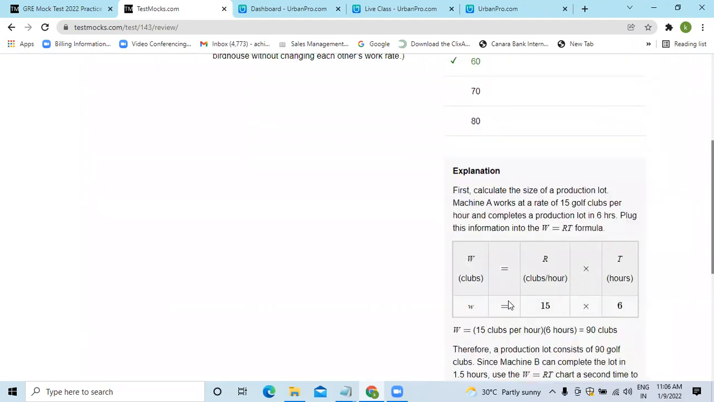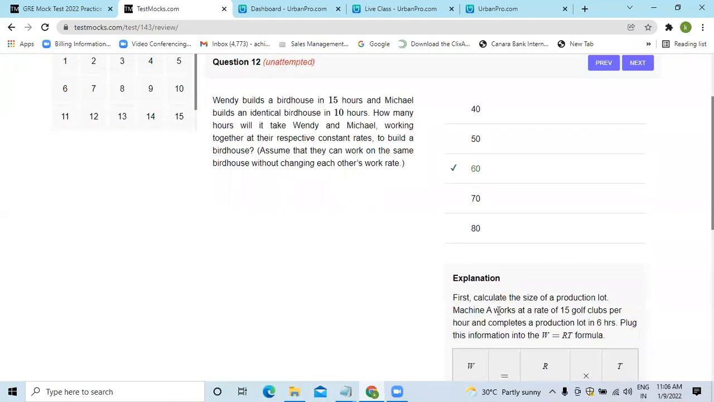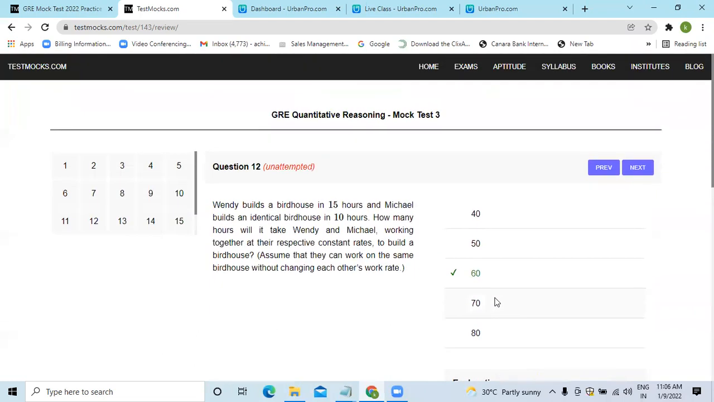R is equal to 60. Okay, some calculations he has made. R into T. So the question is different from the explanation.